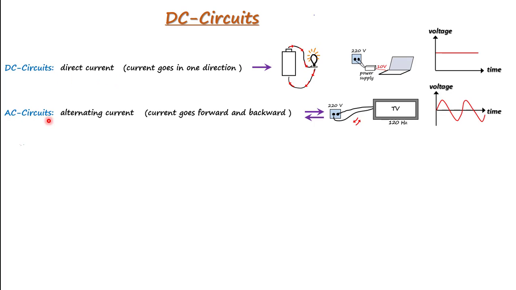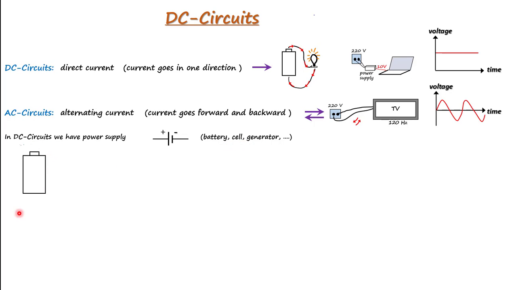I hope you understand the main concept of DC circuits and AC circuits. But we are not going to discuss AC circuits in this course, so we are going to mostly concentrate on DC circuits. In DC circuits we have a power supply represented like this, and we have a positive terminal and also a negative terminal. Examples are batteries, cells, or generators.